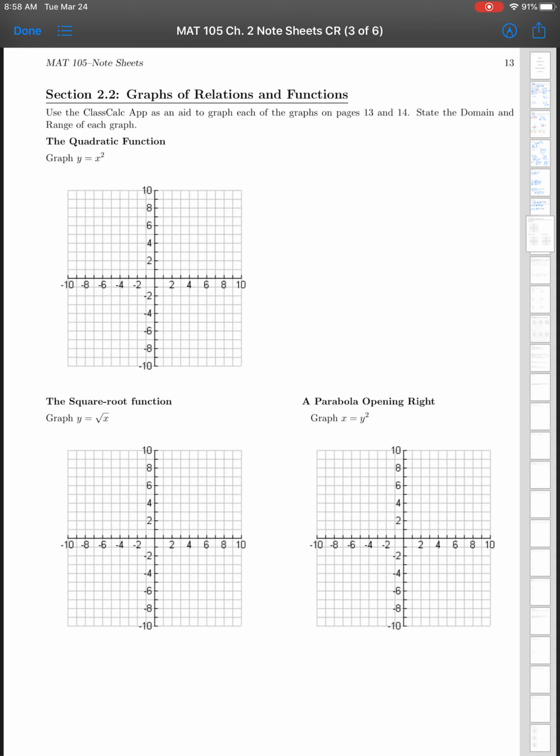Okay, so now that you've had a chance to look at each one of these graphs with Class Calc, we can draw them here in our notes and then talk about them. So these are a bunch of different graphs that we're going to see fairly regularly. So when you graphed y equals x squared, you should have gotten what we call a parabola that looks like this.